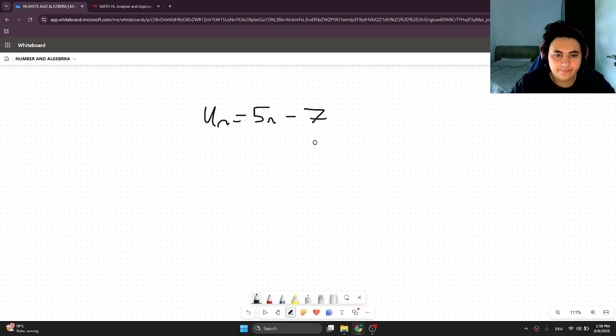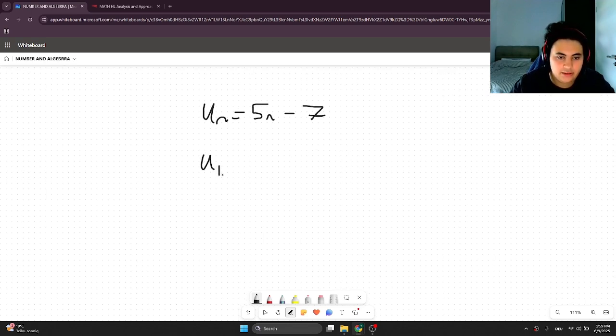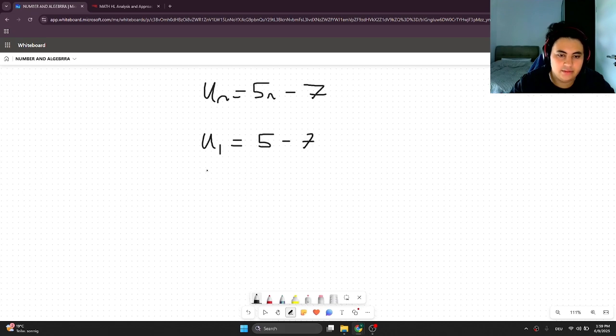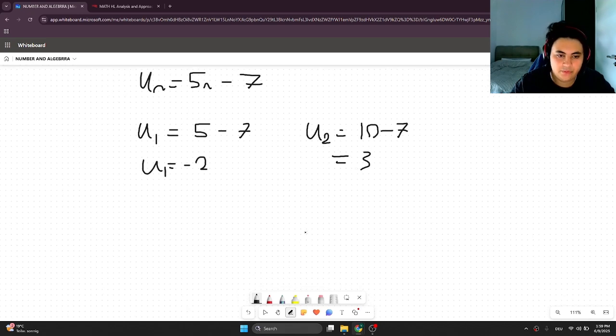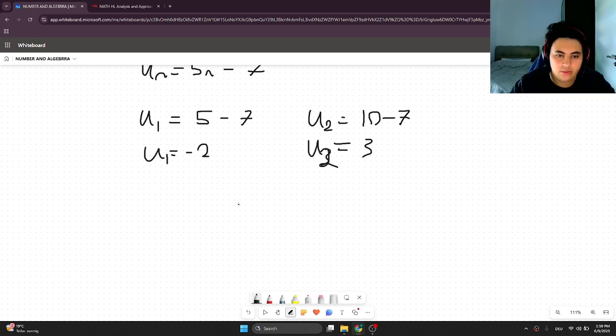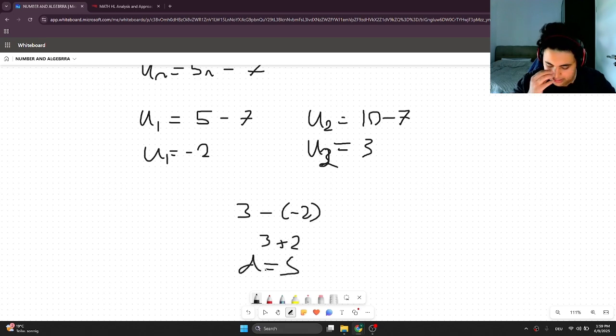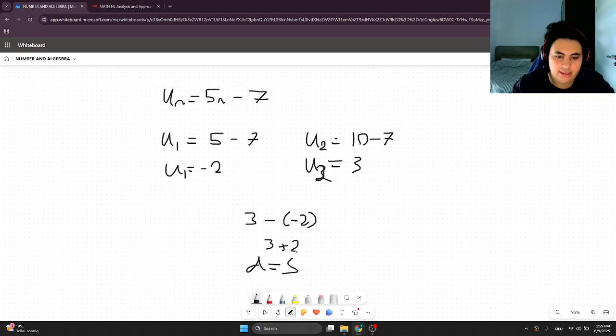Okay, so first of all, the first term. That's going to be 5 times 1, which is 5, minus 7, which gives us negative 2. So u1 is equal to negative 2. We do the same thing: u2 is equal to 5 times 2, which is 10, and 10 minus 7 is equal to 3. So 3 minus negative 2 is going to give us 3 plus 2, which is 5. So the common difference is therefore 5, and that is correct.